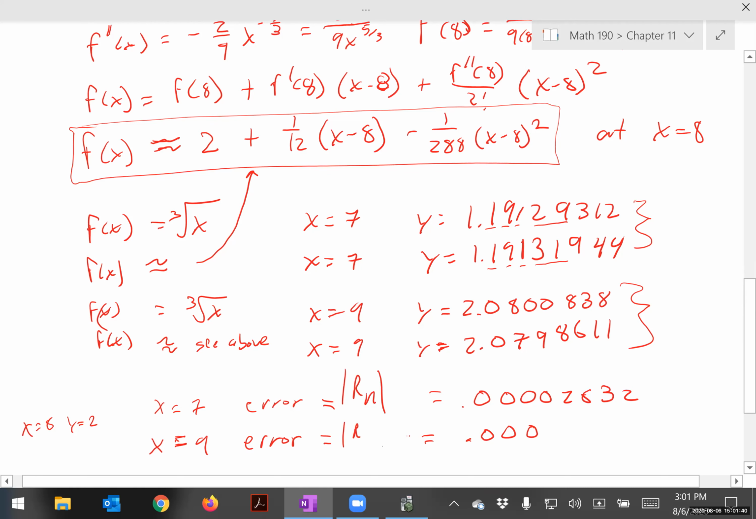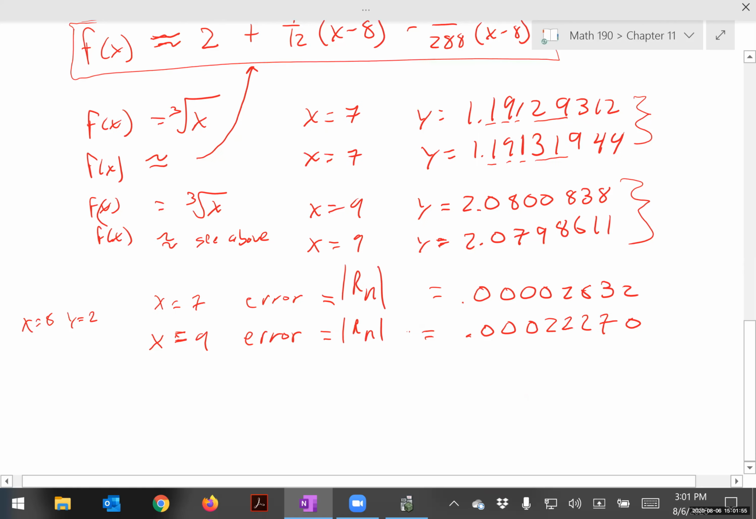So I guess I could have been more specific, but this is 0.02270. Okay. So which one gives me the bigger error here? Well, x equals 9 gives me the bigger error. Does that make sense?